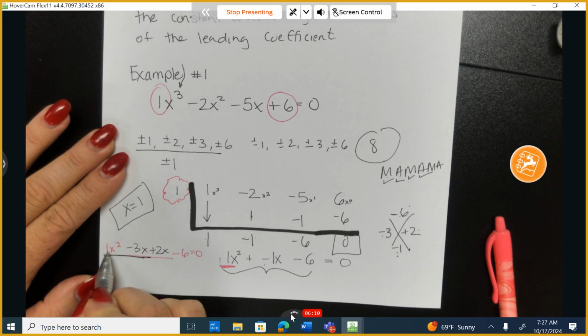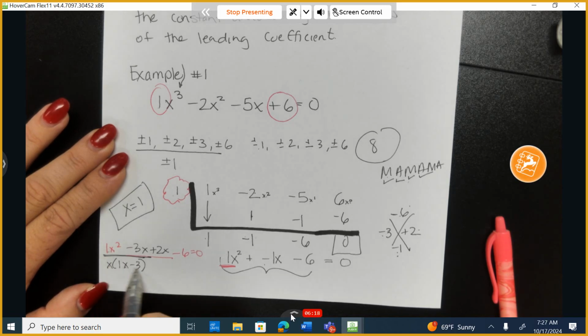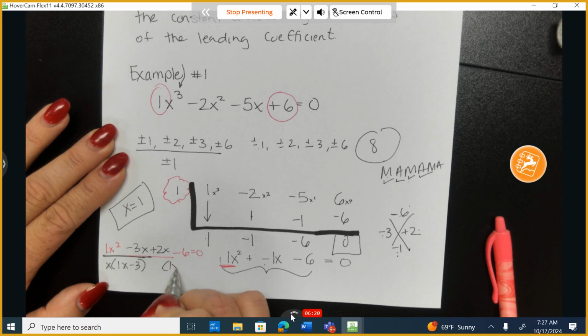Okay, so I'm factoring here. I'm asking myself, what can I factor out? I can factor out an x, and I'm left with 1x minus 3. I want to make sure I did that right. There's 1x squared, there's -3x, okay, great. 1x minus 3 equals 0.